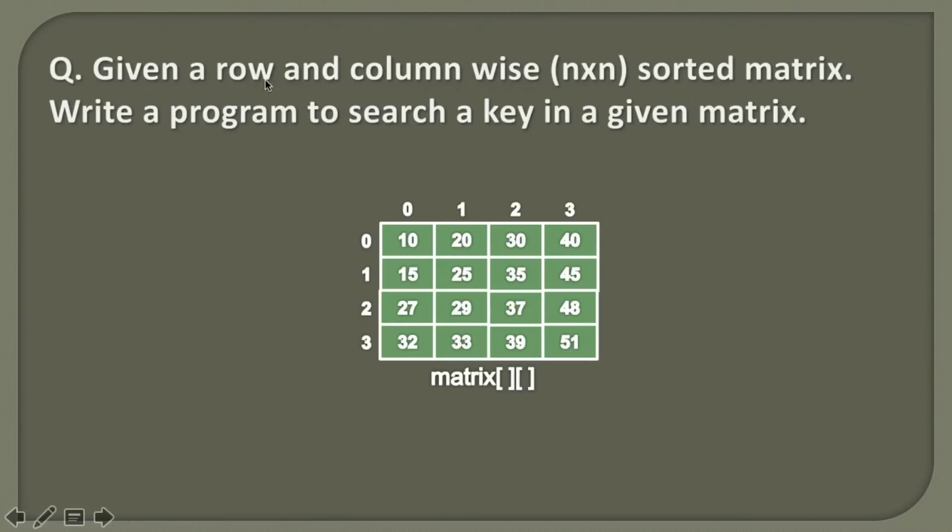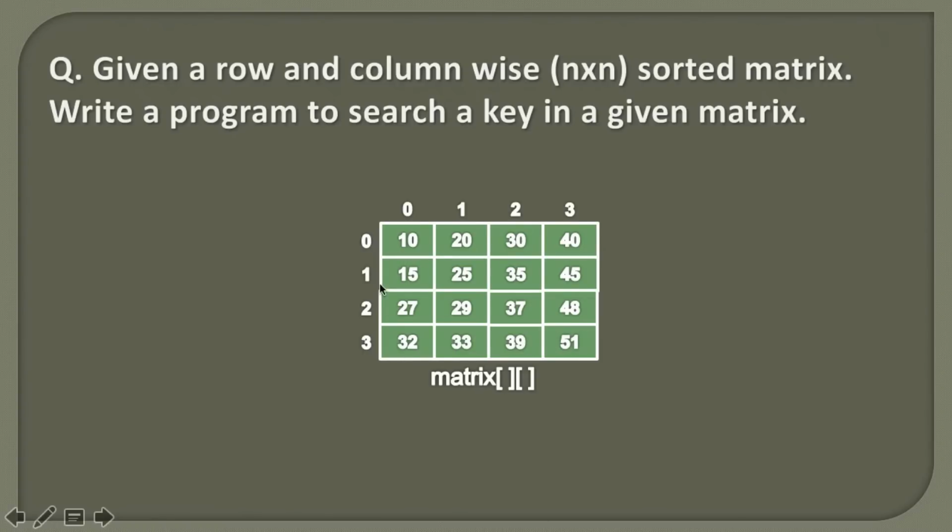So what do we mean by a row and column wise sorted matrix? Here you can see we are given a 4 cross 4 matrix. By 4 cross 4 matrix we mean that it has 4 rows and 4 columns. And each row is sorted and each column is sorted. For example, the row at 0th index has the values 10, 20, 30, 40. And the last row has the values 32, 33, 39, 51.